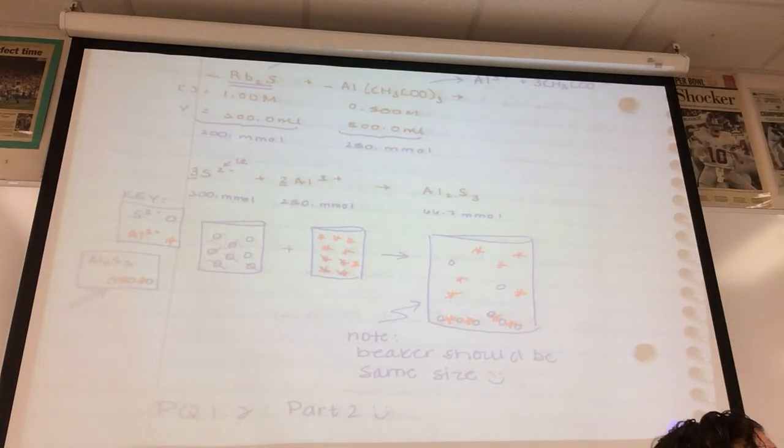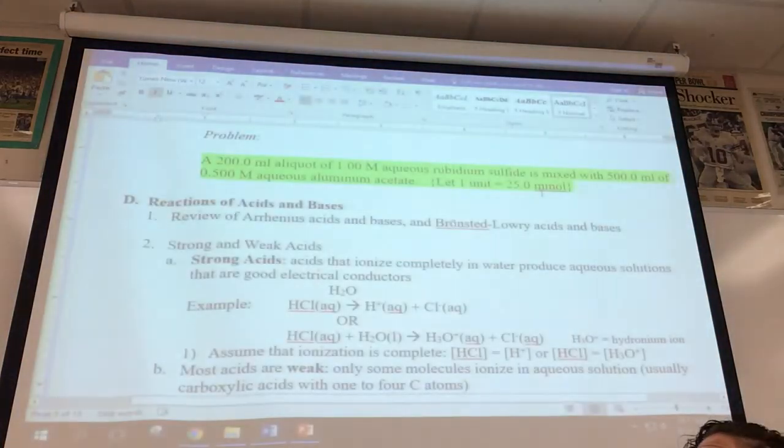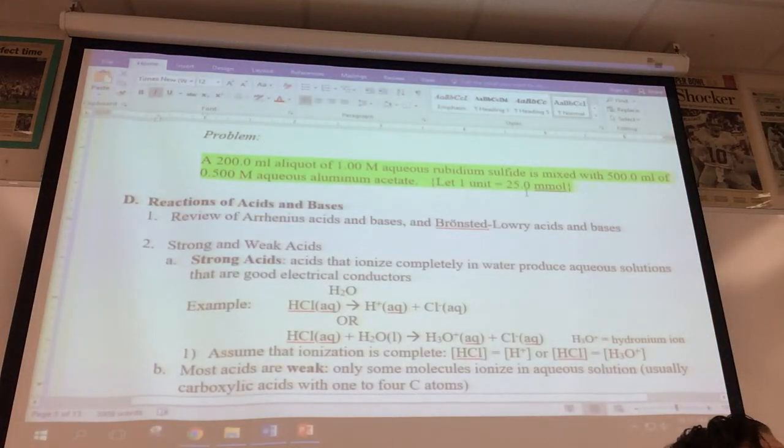Dr. Caleb, why did you divide 200 by 25? Because I said let one unit be 25 millimoles, and that would tell me how many symbols I needed in each beaker. Was that something you made up, or something you found out? It's given right here. And it will be given also on your quiz to make it easier. Okay?